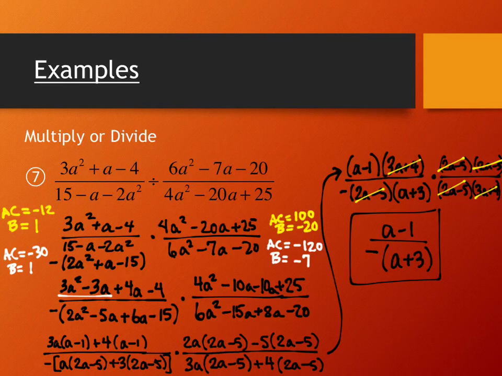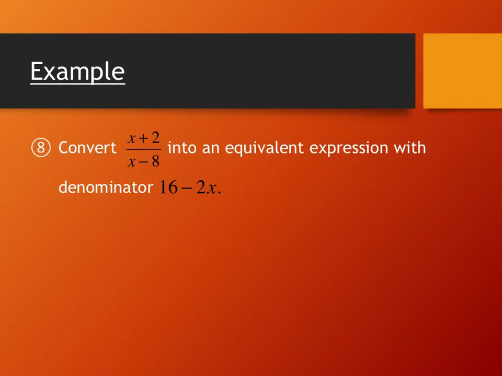Let's take a look then at number 8. Number 8 feels like a kind of funny question, but it's leading into something else. So let's take a look. Convert x plus 2 over x minus 8 into an equivalent expression with a denominator of 16 minus 2x. Okay, so we want to change the denominator so that the denominator says 16 minus 2x. There are options of how you could think to do that. I think the easiest option is to look very carefully at the x part of the denominator. This x is just x, and this x is negative 2x, right?